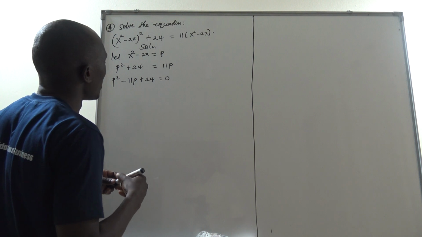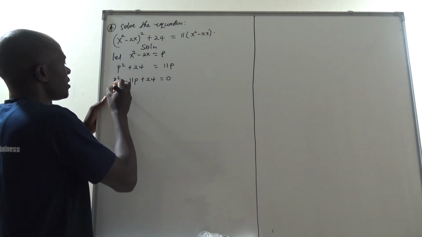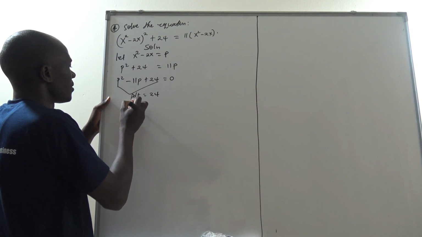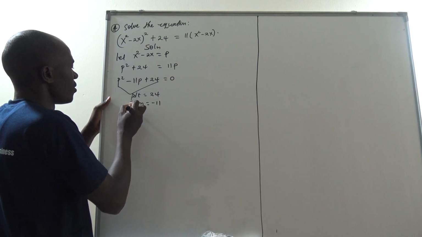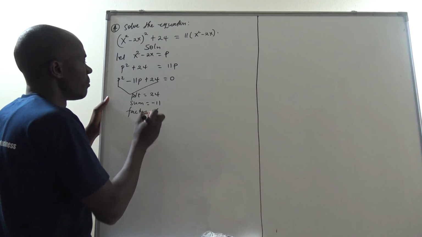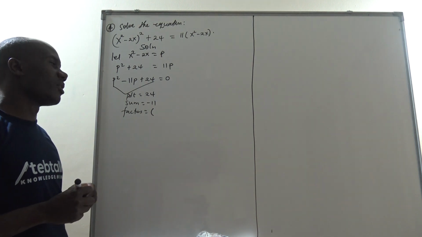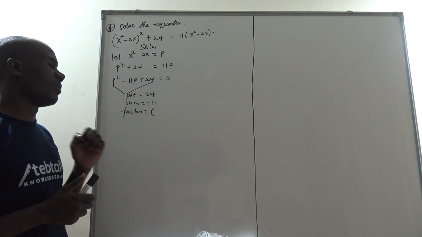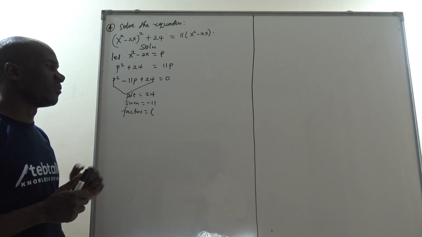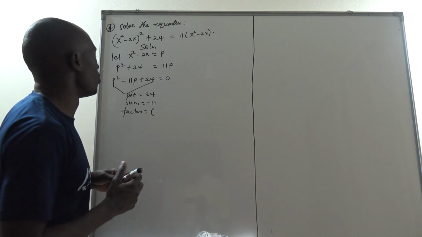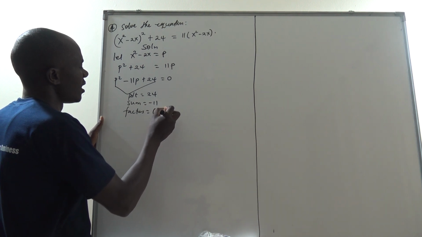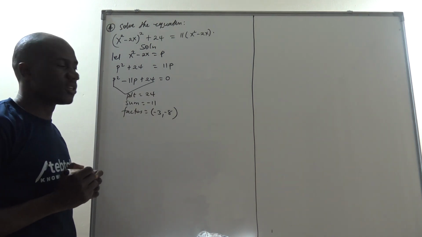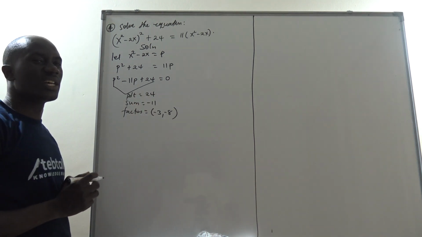So can we look at the product? Our product is 24. What is the sum? The sum is negative 11. Look at the factors. Think of two numbers from your head. Those two numbers, when you multiply them, you get a positive 24, and when you add, you come out with a negative 11. So according to my own opinion, they are negative 3 and negative 8. Negative 3 times negative 8, I'm coming out with a positive 24. When you add, I'm coming out with negative 11.